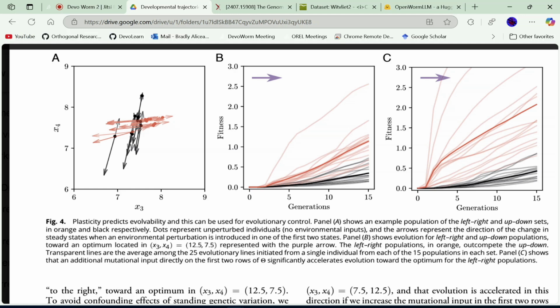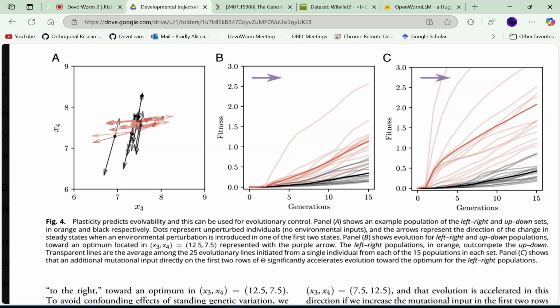Transparent lines are the average among the 25 evolutionary lines. So you can see these transparent lines initiated from a single individual for each of the 15 populations in each set. Panel C on the right shows that an additional mutational input directly on the first two rows significantly accelerates evolution towards the optimum of the left-right populations. So the fitness is increasing faster when you have an additional mutational input.